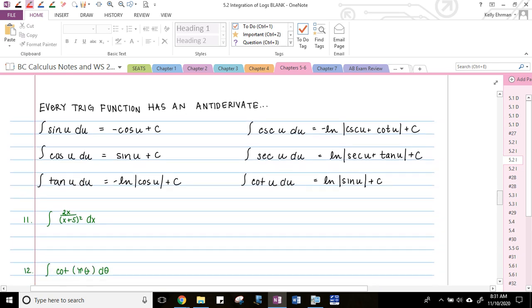All right, so every trig function does have an antiderivative. Up to this point, we only knew these first two. We knew the integral of sine of u du is negative cosine of u plus c, and we knew the integral of cosine of u du is sine u plus c. But now we have these other ones for tangent, cosecant, secant, and cotangent. Thinking off the top of my head, the tangent and cotangent ones could be easily reworked with u-sub, because tangent is sine over cosine, cotangent is cosine over sine. So since those are derivatives of each other, you have your 1 over u du situation.